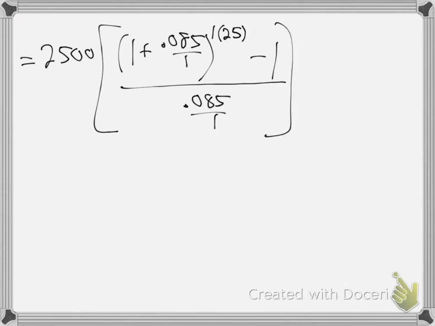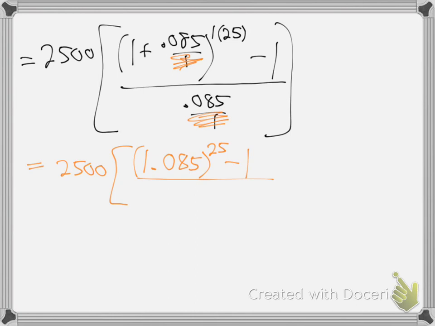Okay, so first off, let's get rid of those ones. This one is doing nothing. Dividing by 1, that's not doing anything, huh? So let's just get rid of that. So this becomes 2,500 times 1.085 to the 25th power minus 1 over 0.085. Good there? Here, I'll put it back the way it was. Yeah, good enough. It's the same thing either way. Dividing by 1 does nothing.